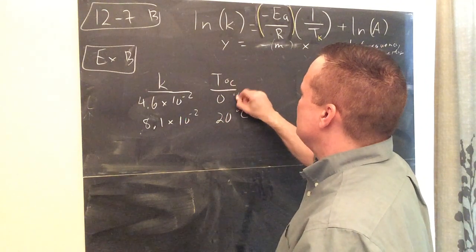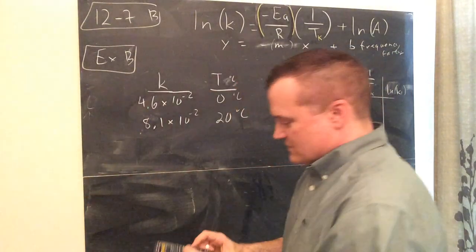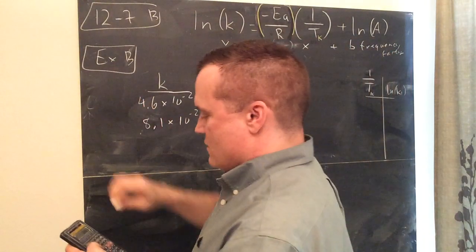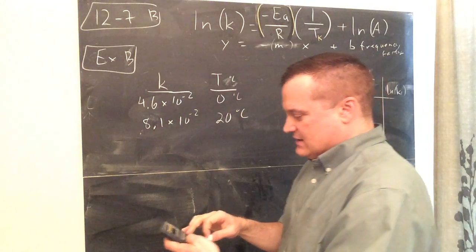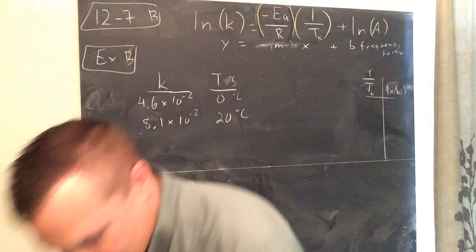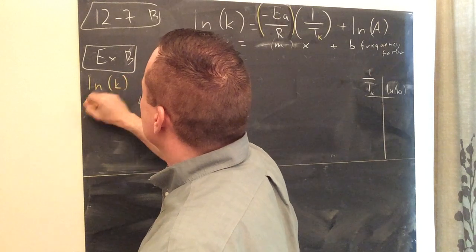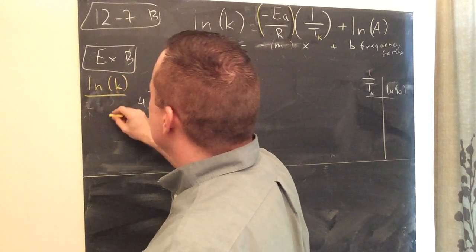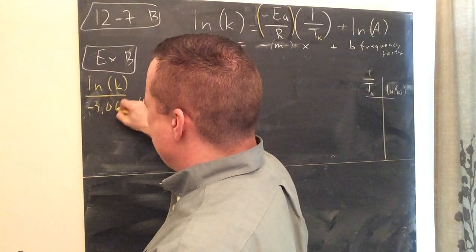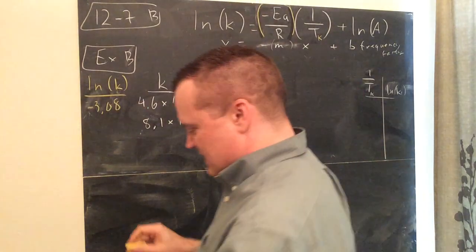So, like I just showed you, what you should do first, we're going to take the natural log of these two. So 4.6 times 10 to the negative 2, that number, ln, is negative 3.0. In fact, let me do it this way. ln of k, small lowercase k, is negative 3.08. Then 8.1 times 10 to the negative 2, natural log, is negative 2.51.